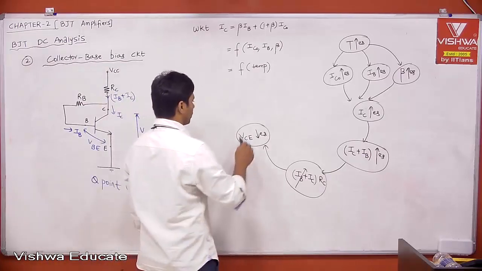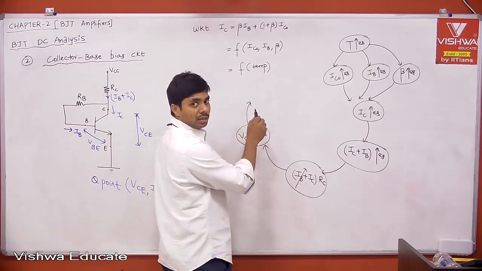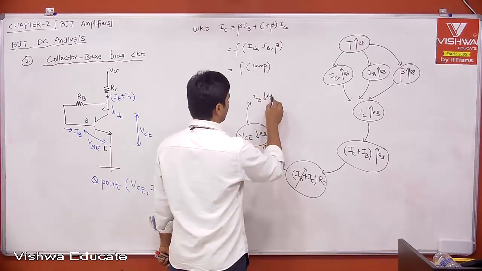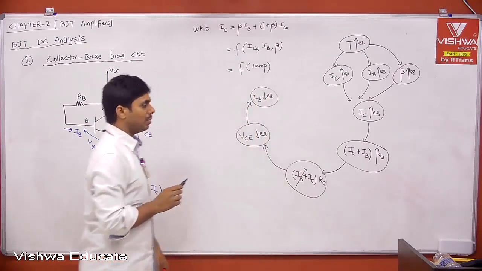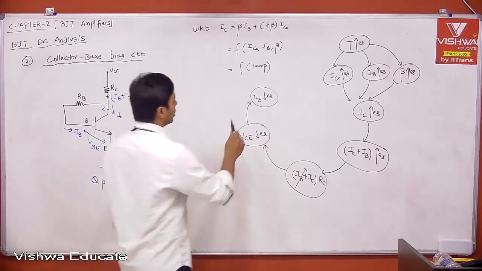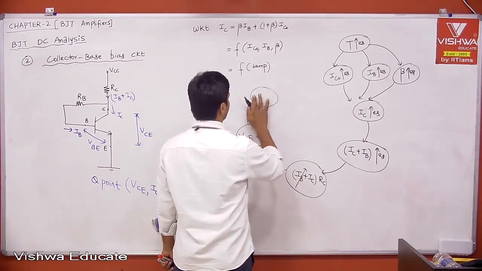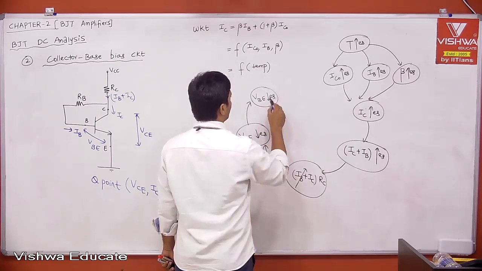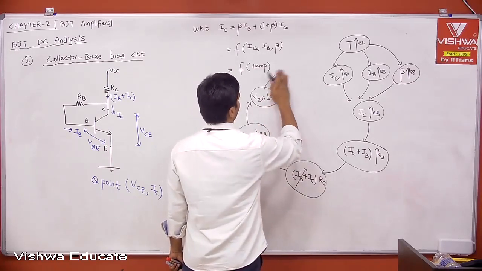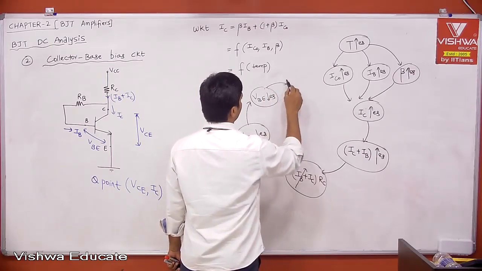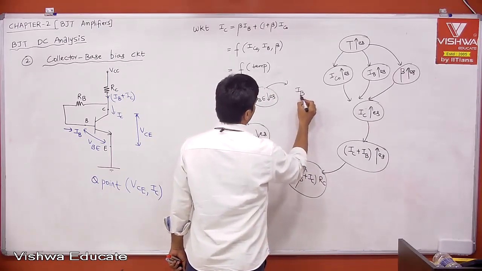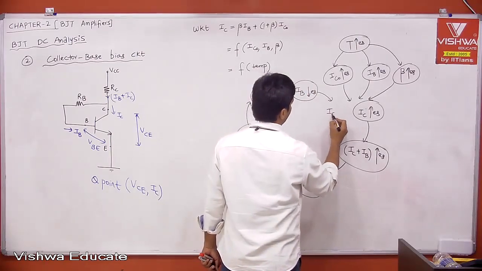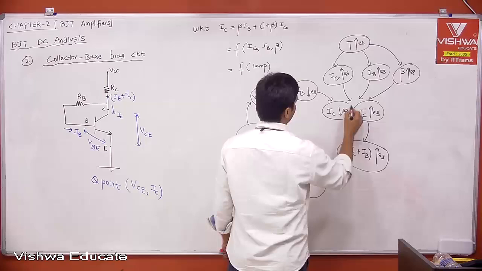When VCE decreases, then what about IB? IB decreases. Why is IB decreasing? Because VBE is decreasing. VBE decreases. When VBE is decreasing, IB decreases. When IB is decreasing, then your IC decreases.